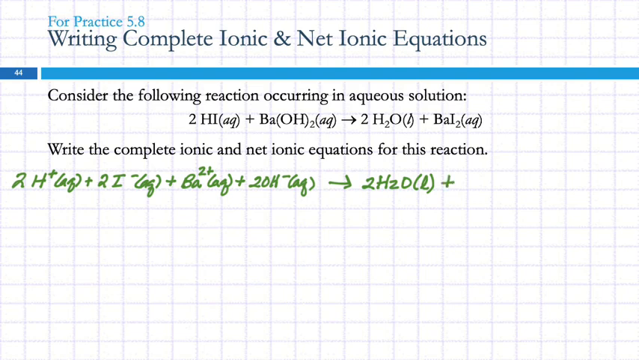And then the last one, BaI2 aqueous. Do we split this into ions? Yes, we do. So that would be barium ion and 2 iodide ions. Because that's what the formula shows me. So that's my net ionic equation. And sometimes that'll be abbreviated as NIE, net ionic equation.